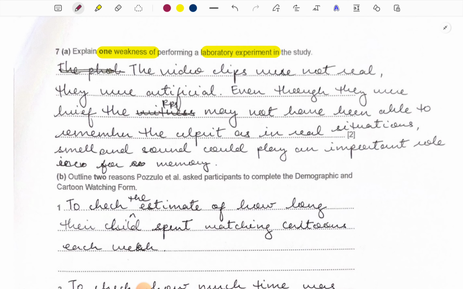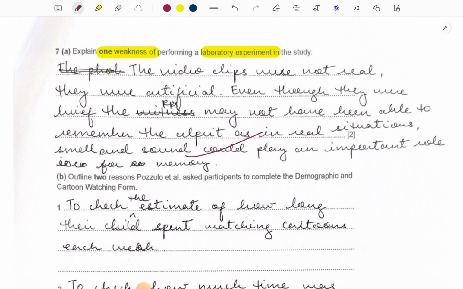Like, what does she mean by videos are artificial? Somewhere it seems a little odd to say that videos were artificial. But then in the next sentence she explains it quite well. What she says is that participants would not have been able to remember the culprit as well in real life if they had to see real incidents in front of them rather than just watching video. And she justifies why this is the case.